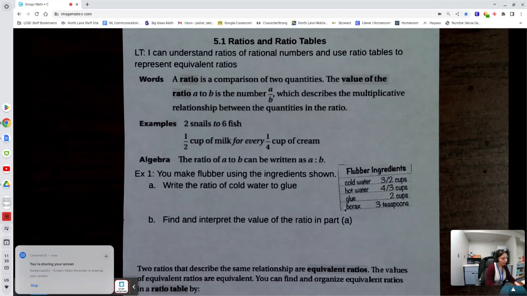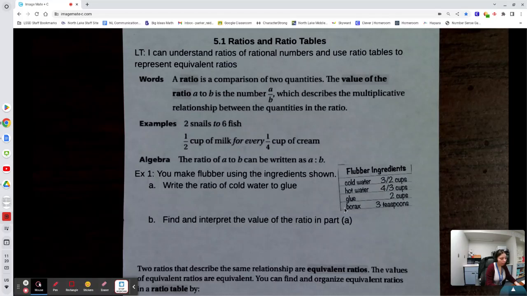Hey students, in this video we're going to go through section 5.1, which is about ratios and ratio tables. Our learning target is: I can understand ratios of rational numbers and use ratio tables to represent equivalent ratios.